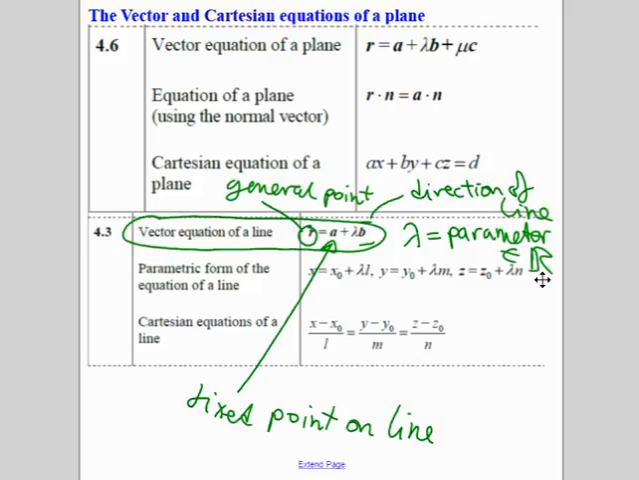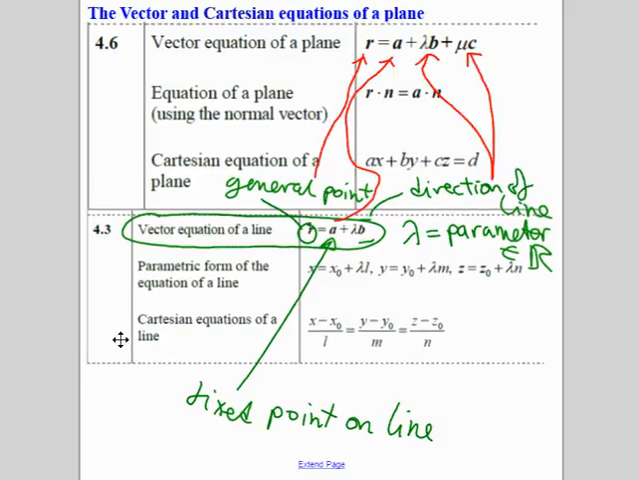So, looking at the equation of a plane, it doesn't take too much imagination to think R is the general point on the plane, A is still a fixed point, and because a plane is 2 dimensions, we have 2 direction vectors, B and C. The other equations here we'll look at later on.